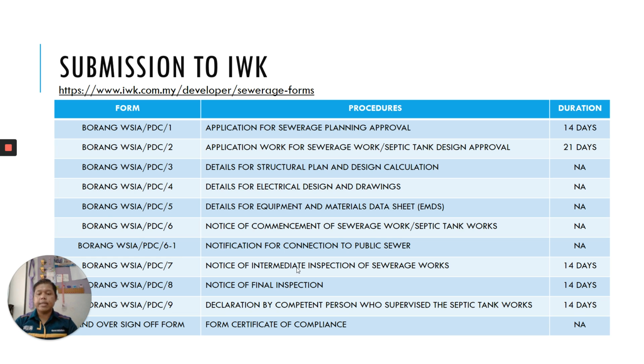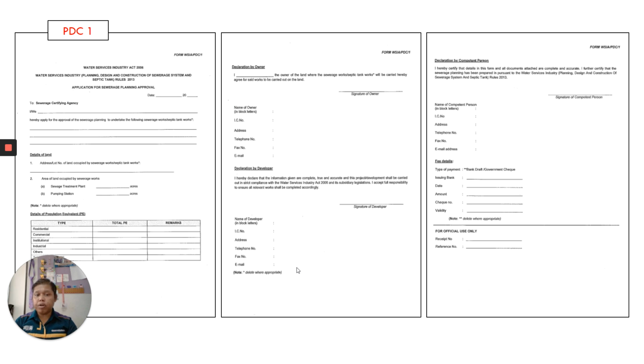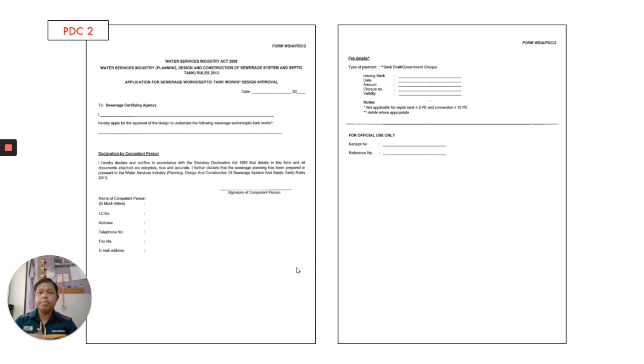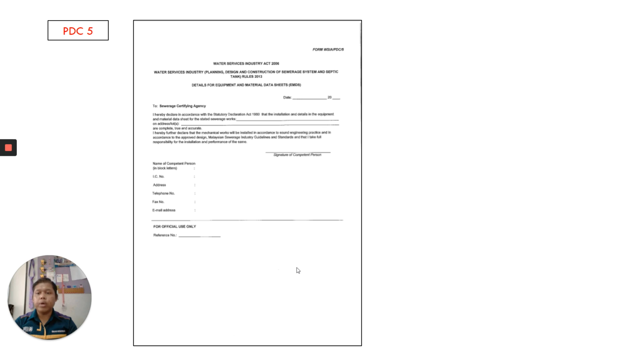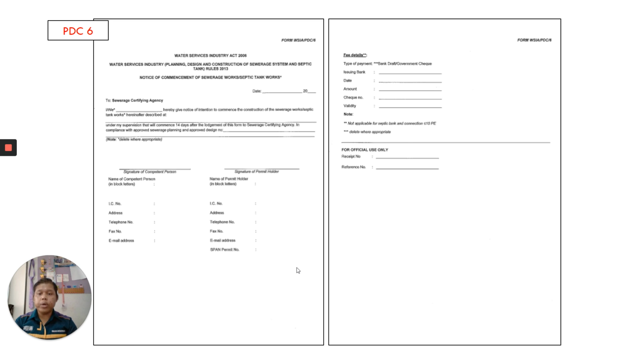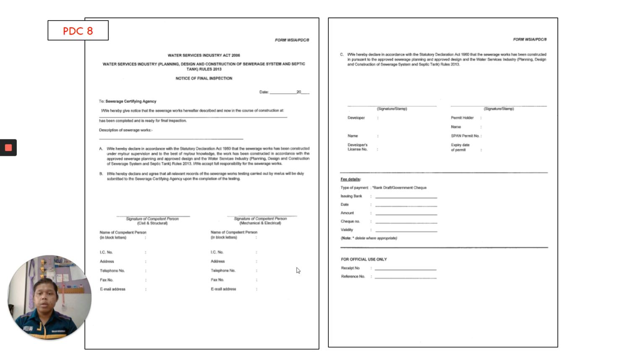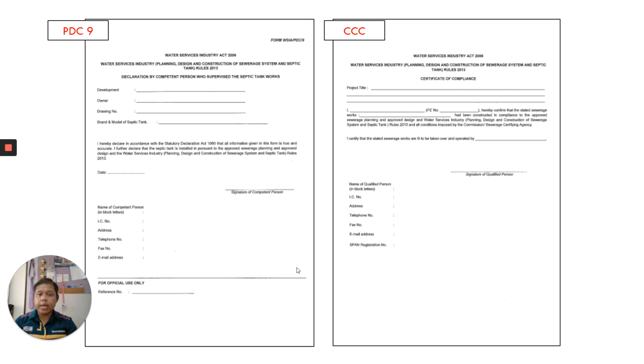Then last but not least is the handover sign off form. This is a sample of the form. You may download this form from the IWK website, the link that I have already shared with you. You may check on your own in order to understand well the submission and also approval for the sewerage plan. Okay, this is PDC 9 and also the CCC. You have to get the CCC so that your design is completed and approved.